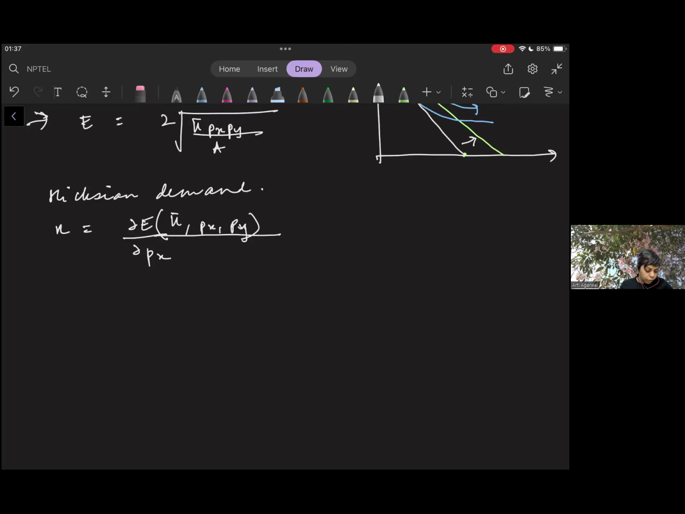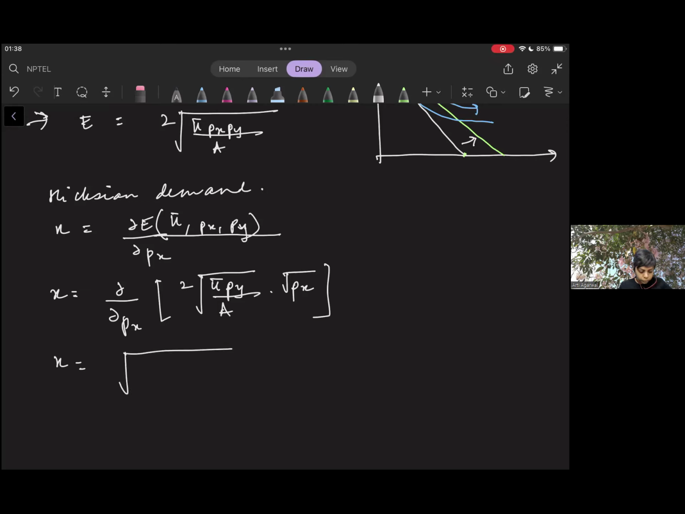Okay, so in our case, x is equal to del e by del px of the expenditure function. Let's write all the constant terms separately first, times root px. Now, what is the derivative of root px? 1 upon 2 root px, right? So the 2 gets cancelled. So this becomes u bar py upon a px.